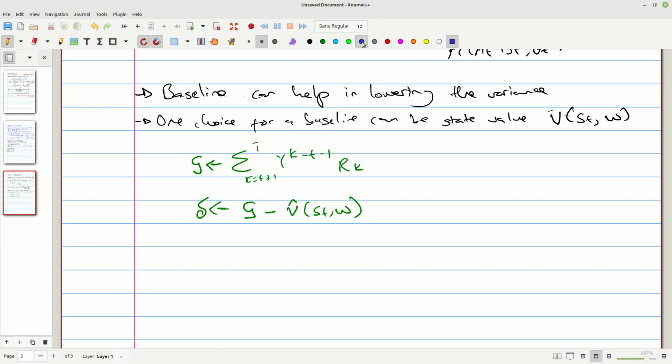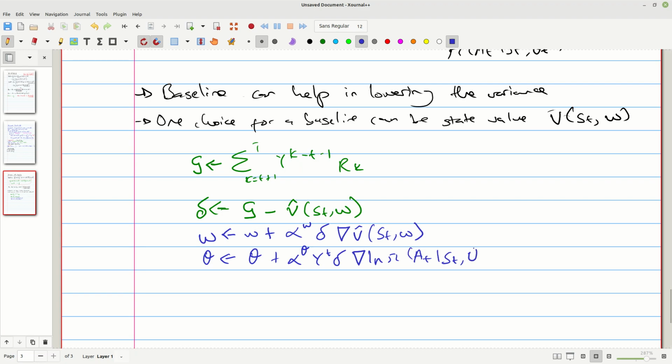So the first thing we want to update here is w. And we update it by saying w is equal to the old w, the same way we were doing it when we were looking at function approximation, plus alpha with respect to w times delta, times the derivative with respect to v of st comma w. And we update our theta by saying it's theta plus alpha with respect to theta, the learning rate for theta, times whatever our discounting term is, times the delta that we computed here, times the derivative of ln pi of at given st comma theta, right?